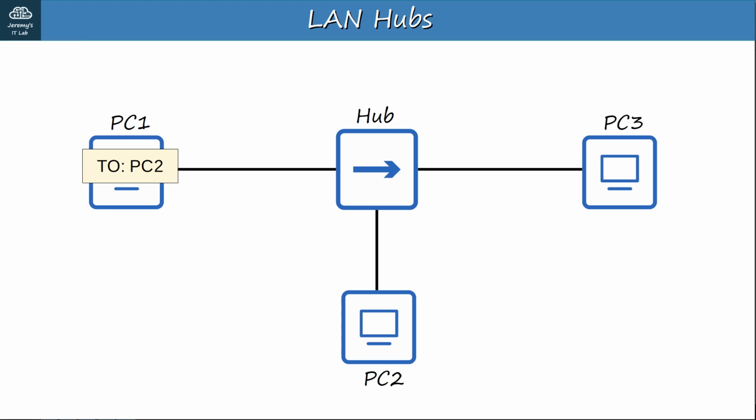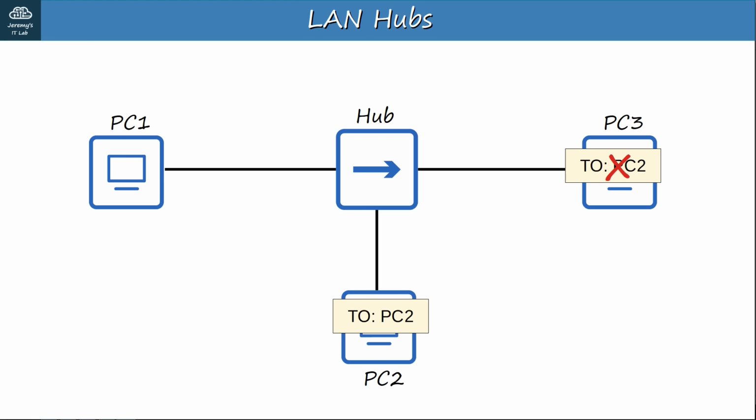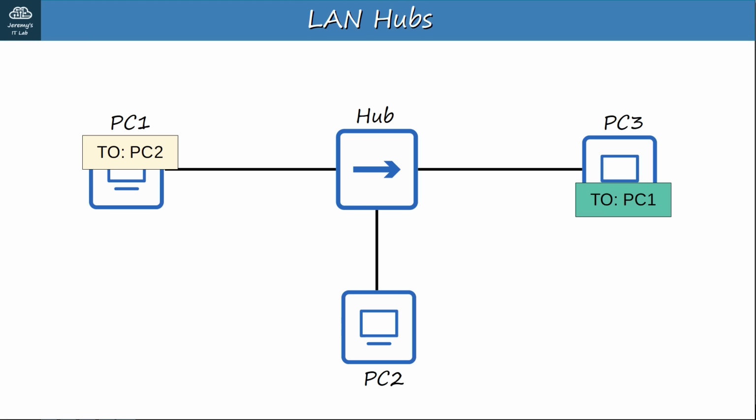For example, if PC1 wants to send a frame to PC2, it will send the frame out of its network interface, and after the hub receives it, it will repeat the frame out of its other interfaces to PC2 and PC3. PC3 will recognize that the destination MAC address is not its own and ignore the frame, and PC2 will receive it normally. Now, what if two PCs try to send frames at the same time?